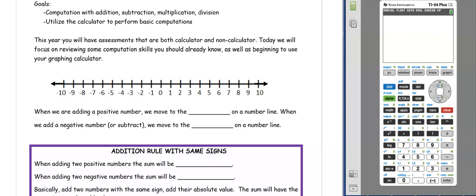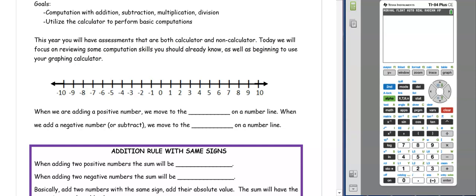This video is about computation with addition, subtraction, multiplication, and division, and utilizing a calculator to perform basic computation. So this year you're going to have some assessments that are both calculator and non-calculator. Today we're going to focus on reviewing some computation skills you should already know, as well as beginning to use your graphing calculator.